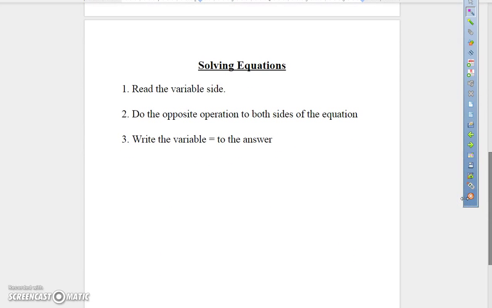Remember, to solve an equation, you find the variable. What are you going to do to undo what they have done to the variable? Do the opposite operation to both sides of the equation. Remember, what you do to one side, you have to do to the other side. And when you're solving an equation, write the variable equal to the answer. So let's get started with some examples here.